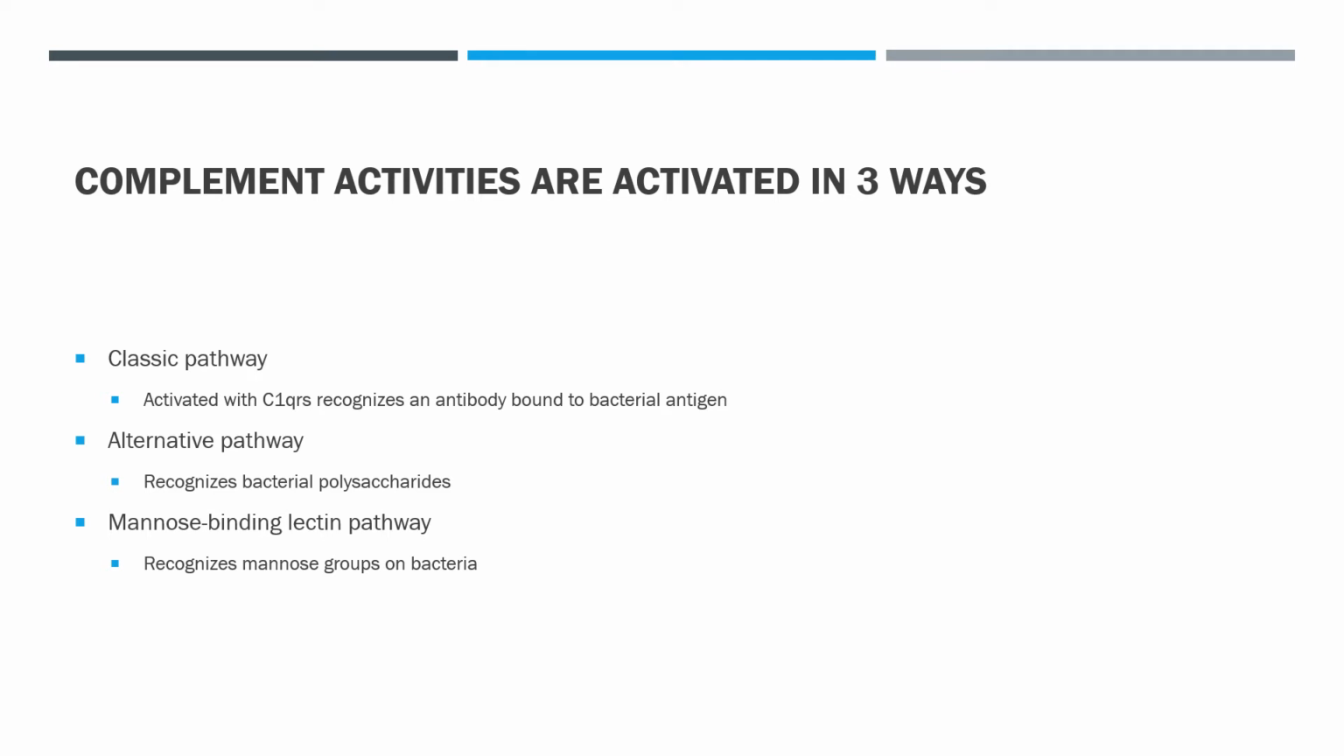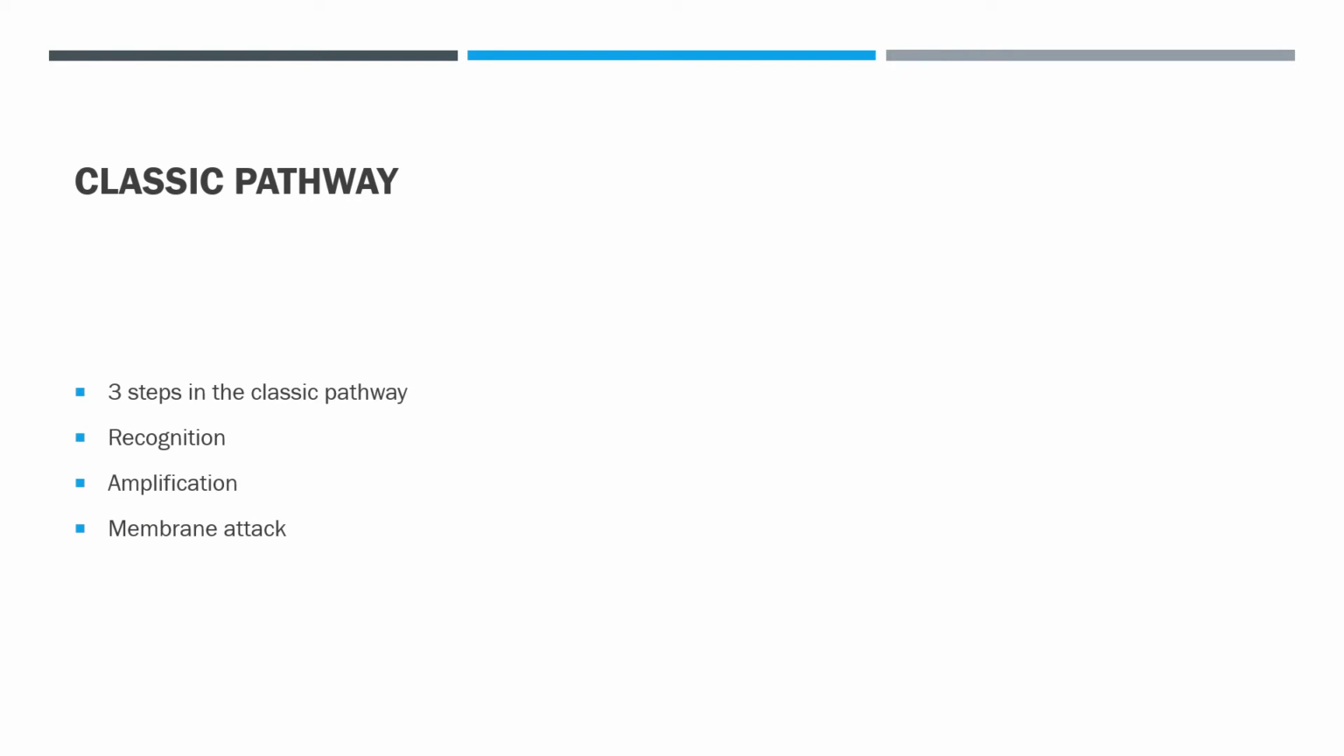Complement is present in the circulation in the inactive form. It must be activated by antibodies or coming across a foreign substance. Okay? Complement activities are activated in 3 ways. Those are called the classic pathway, the alternative pathway, and the mannose binding lectin pathway. The principal complement components are C1 through C9.